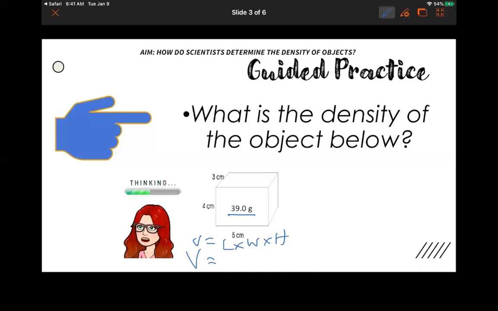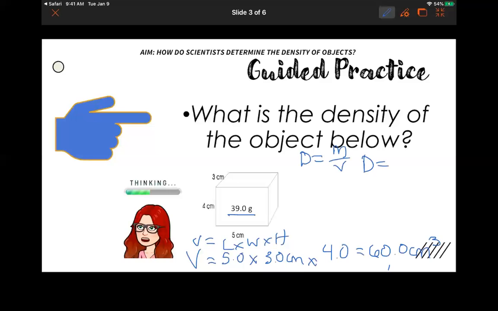So when I multiply my length, which is 5.0, times my width, which is 3, times my height, which is 4, I get 60.0 centimeters cubed. So now I can use that value to plug into my density. We know that D equals M over V.